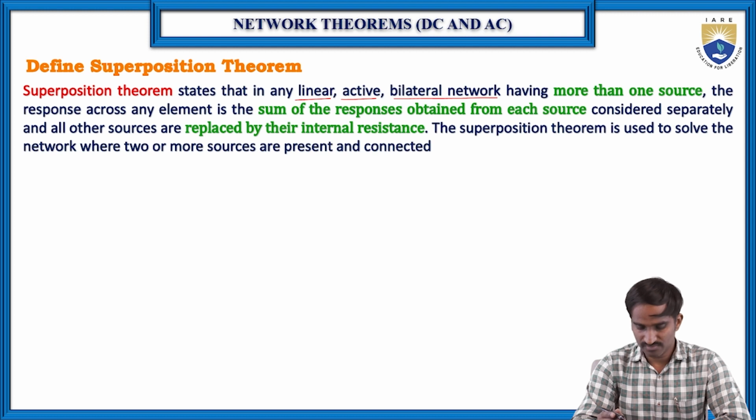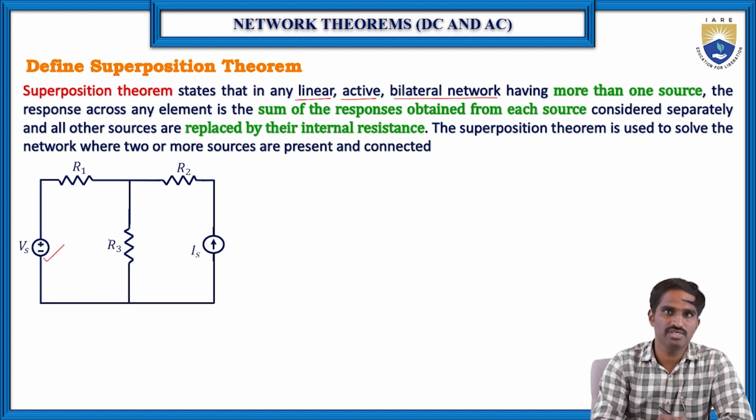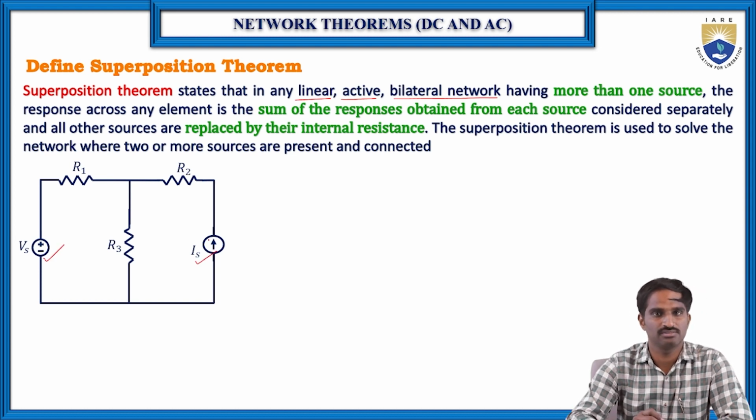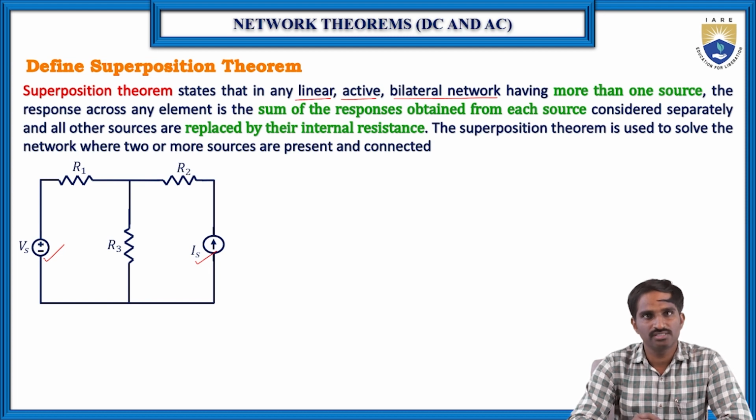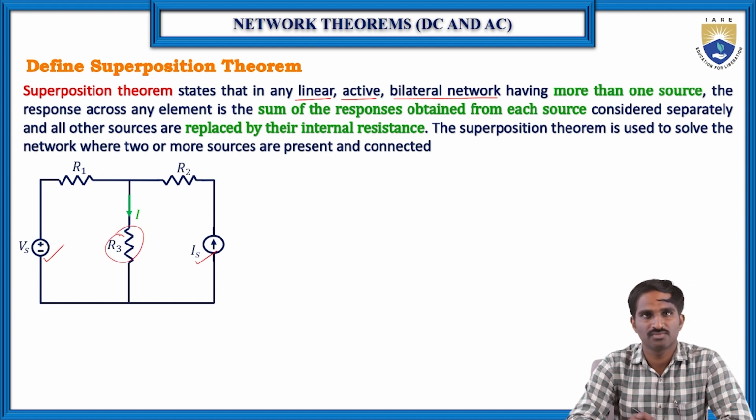Here, suppose there is a simple circuit having two sources, one is the voltage source Vs, and another is the current source Is. Suppose we need to find the current flowing through the resistor R3, which is I.